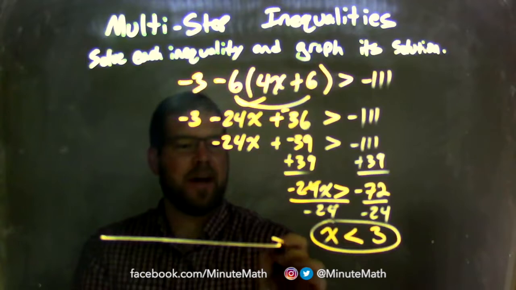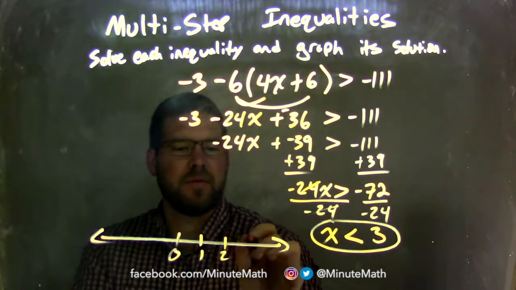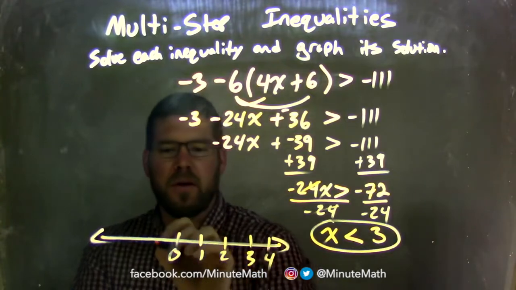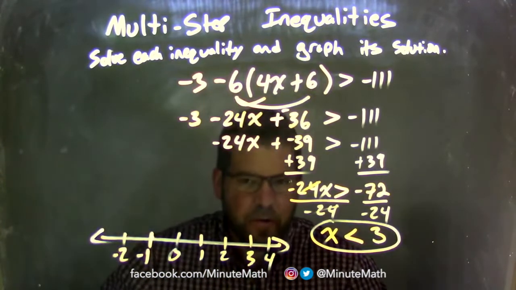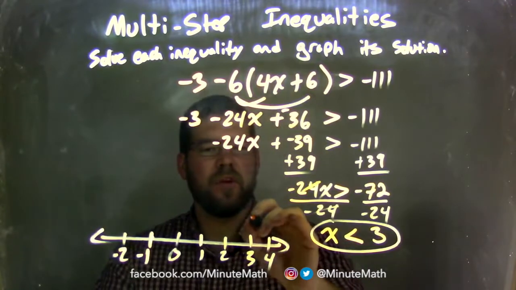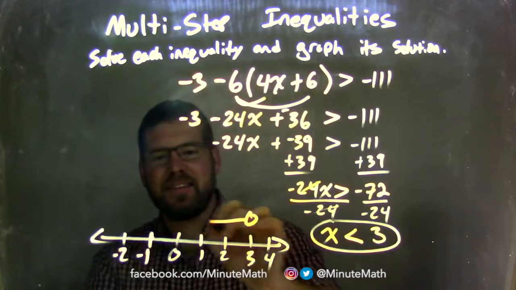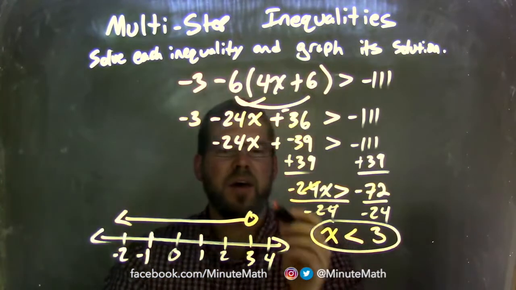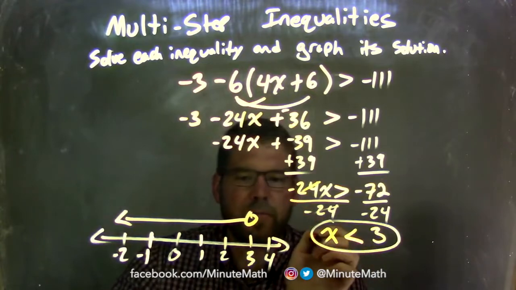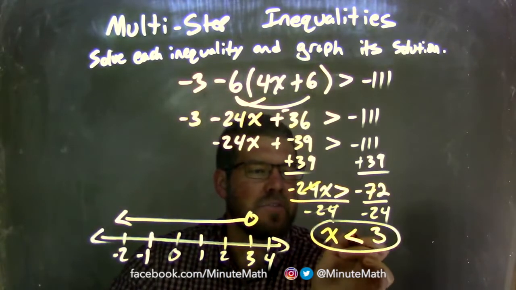So let's go graph that. Okay, less than 3, so it's 0, 1, 2, 3, 4, and negative 1 and negative 2. X is less than 3, so it's not equal to 3, so we have an open circle at 3. And then we shade to the left because x is less than 3. It's an open circle because it's not equal to 3. And now we have our graph that matches our inequality, which is x is less than 3.